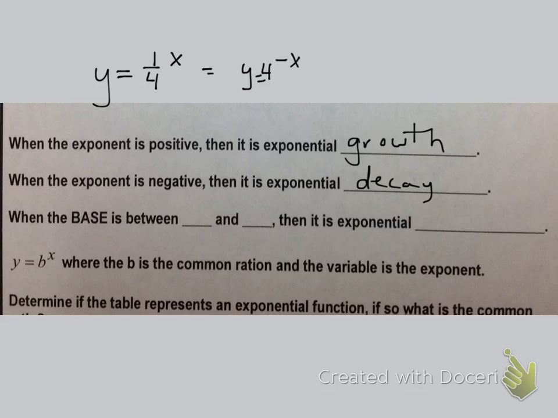Yes, it's 4 to the negative x power. They're the same graph, right? So that's why a fraction is going to be decay. A fraction is going to be decay. So the last part of this says when the base is between 0 and 1, what does that make it? Exponential decay. But what is that number? It's a fraction. So y equals b^x, where the b is the common ratio and the variable is the exponent.